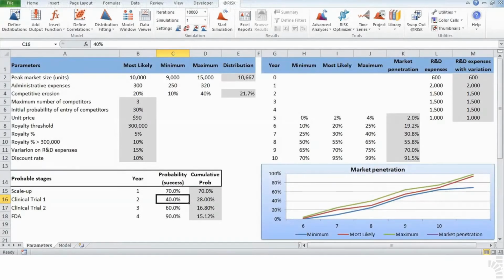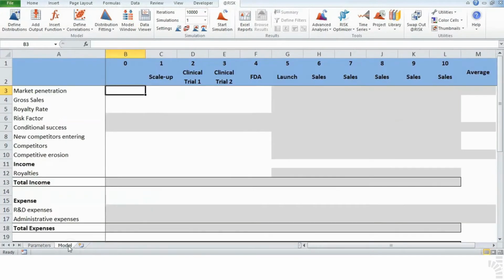Inserting market effects and success factors in the cash flow model. Now, we shift to the Model tab, in order to start building the 10-year cash flow.